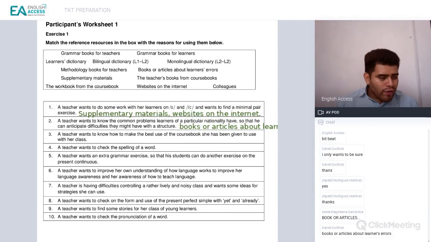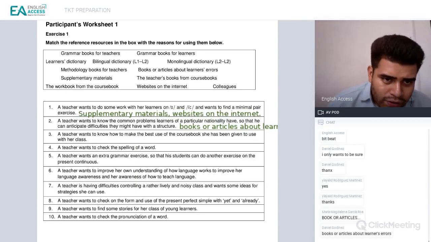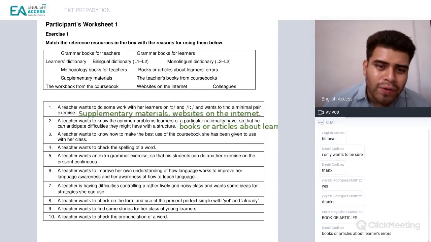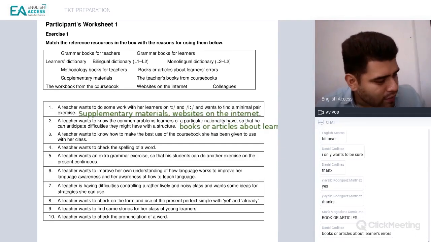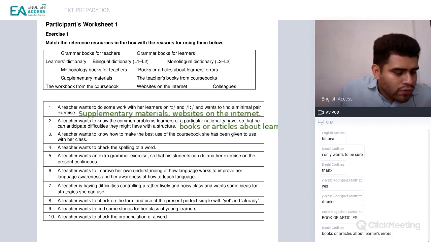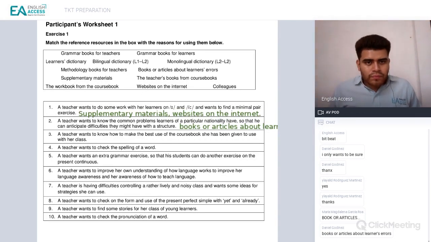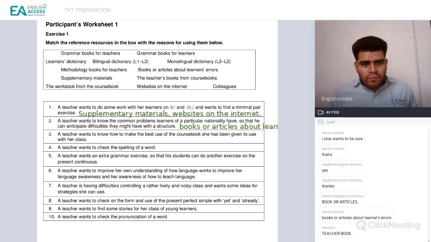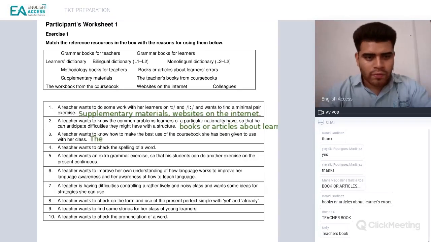Let's see. Number 3, a teacher wants to know how to make the best use of the course book she has been given to use with her class. Very good. Teacher's book.